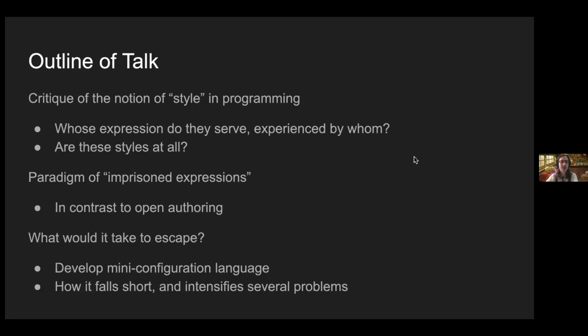And finally, since we say that expressions are imprisoned, we're going to consider how we might free them from their prisons. And we're going to illustrate this through a small demo programming language that we developed in Python. And then we're going to ruthlessly critique that demo language and argue that it falls far short of our more ambitious goals and talk about what that implies for our research.